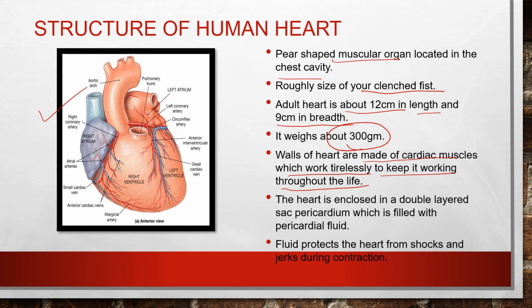Now the heart is enclosed by a double layered sac called the pericardium, which is filled with the pericardial fluid. So what is the importance of this pericardial fluid? This fluid protects the heart from shocks and jerks during contraction. So it is protecting the heart from shocks and jerks during any accidents. This is the function of the pericardial fluid.